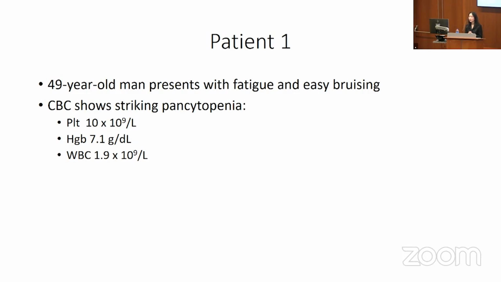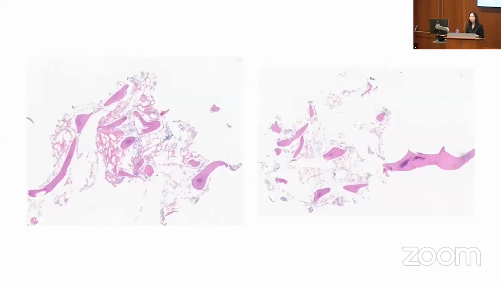Patient 1 is a 49-year-old man who presents with fatigue and easy bruising. He has striking pancytopenia. His bone marrow looks like this. And this is the reality, right? I would be really happy to get long cores every day, but sometimes it's much smaller than would be optimal. But here you can see that the cellularity for a 49-year-old man is really, really low. He should be having about 50, 60% cellularity. This is about 10% or less.